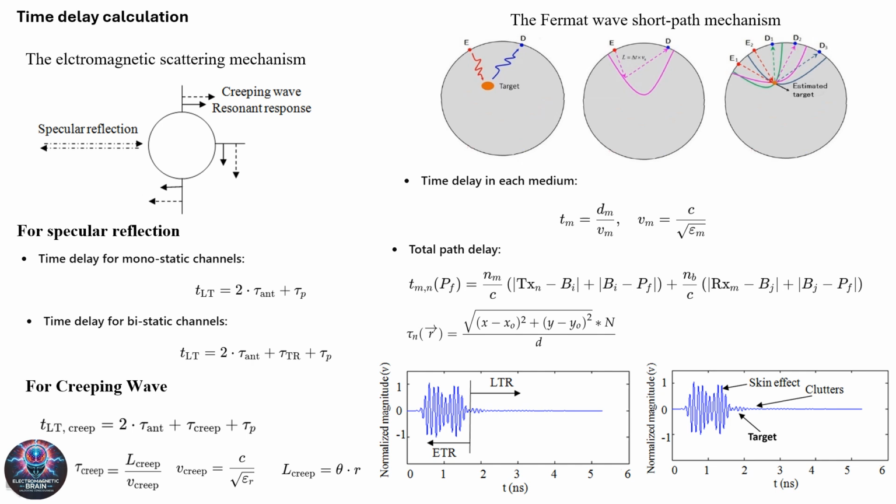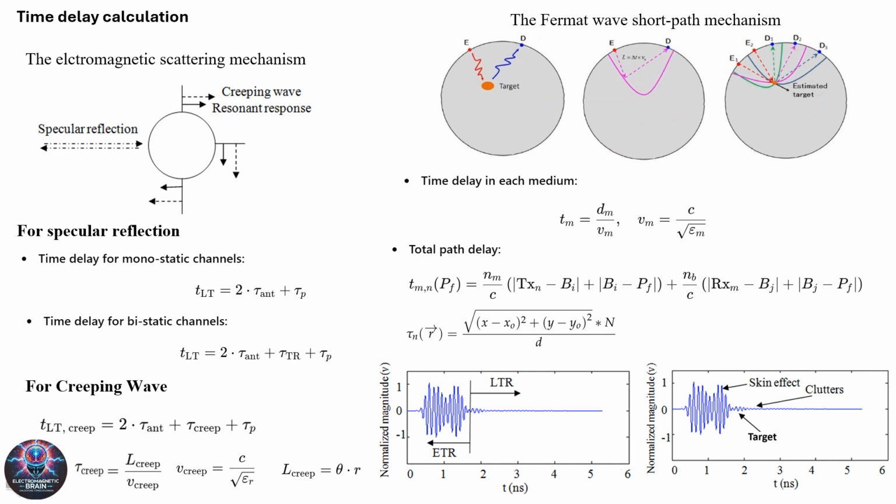The time delay refers to the duration that electromagnetic waves, transmitted from an antenna, take to travel through different tissue layers, reflect off abnormalities like targets, and return to the receiving antenna. This process hinges on the electromagnetic scattering mechanisms within the body, which are affected by tissue properties like permittivity and conductivity. As microwaves propagate through the brain, they encounter various boundaries such as skin, skull, and brain tissue. These boundaries produce different types of wave responses.